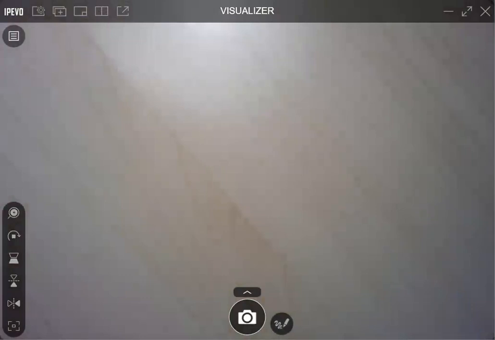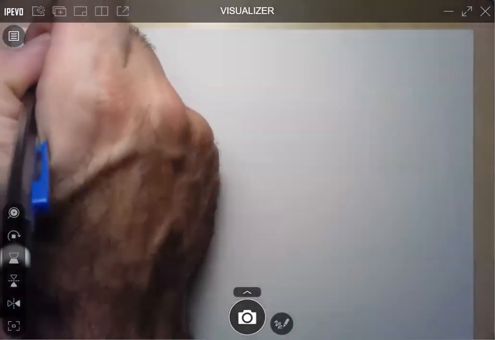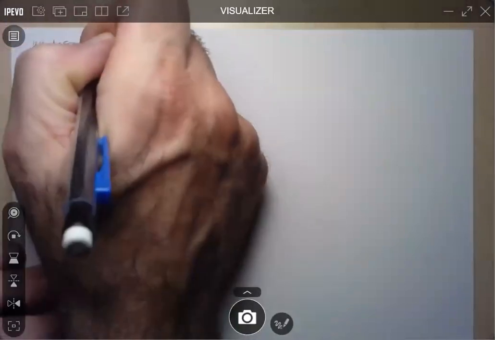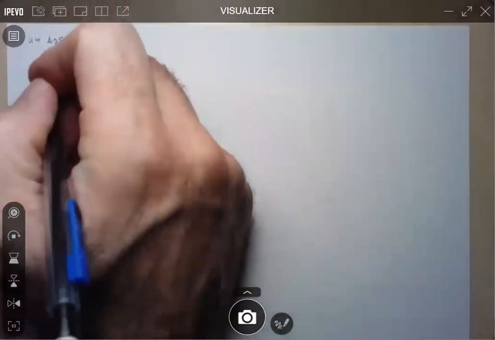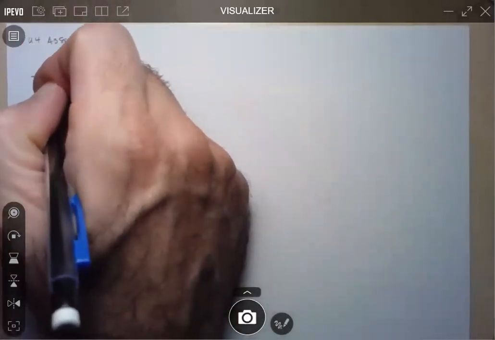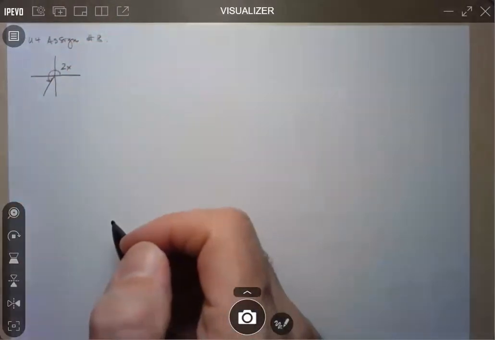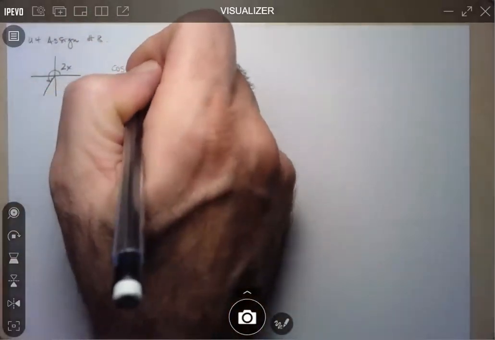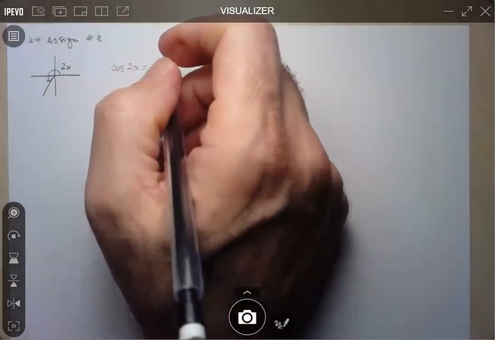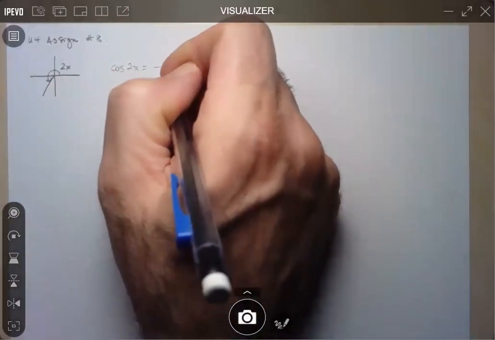So the next one I have here is number 8 on the assignment sheet, unit 4 assignment number 8. Let's see what that says. It says the angle 2x lies in the third quadrant. So I might as well start drawing myself a picture. There's the third quadrant, there's 2x, such that cos 2x is equal to negative 6 over 15.